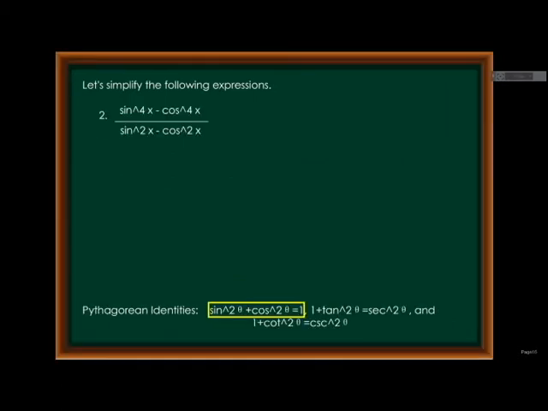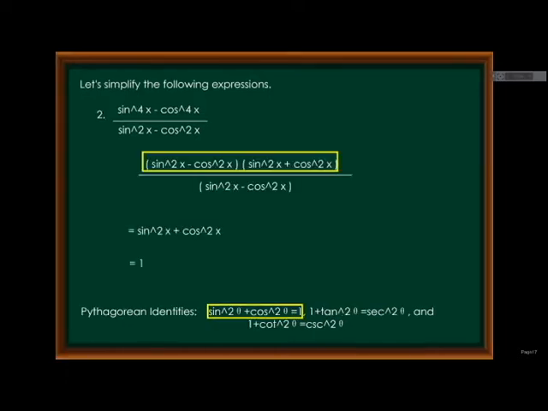So the next expression that we are going to simplify is sine raised to the power of 4 minus cosine raised to the power of 4 over sine squared minus cosine squared. So with this problem, we need to factor the numerator and denominator and see if anything cancels. So the rules of factoring a quadratic and the special quadratic formulas can be used in this scenario. For this problem, we will only factor the numerator. So (sine squared minus cosine squared) times (sine squared plus cosine squared) is the factor of the numerator.